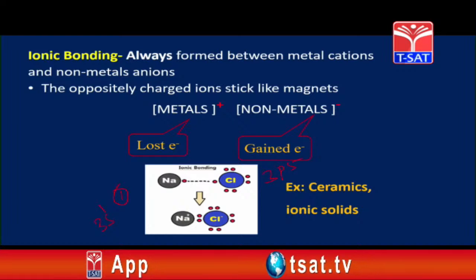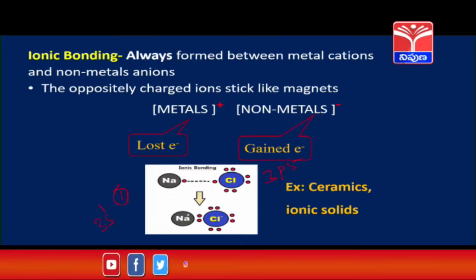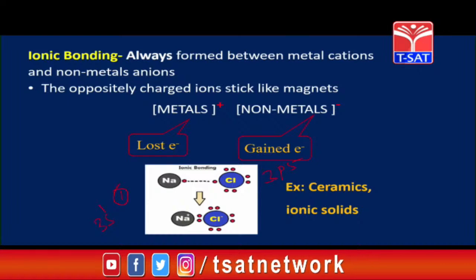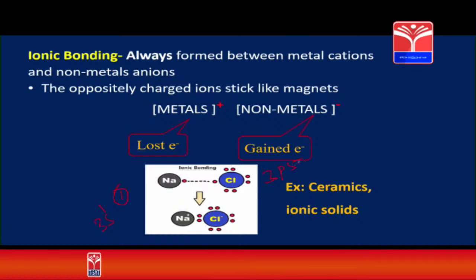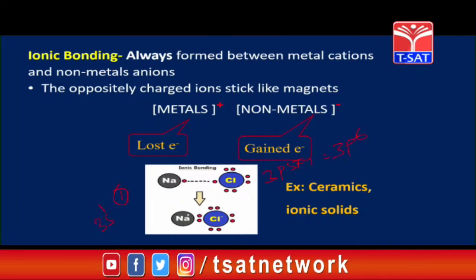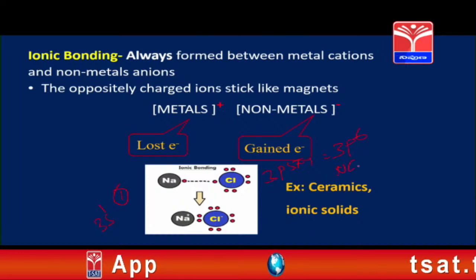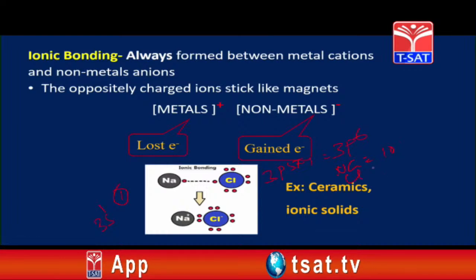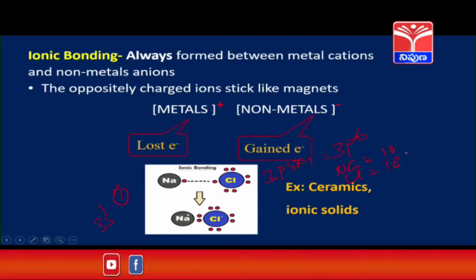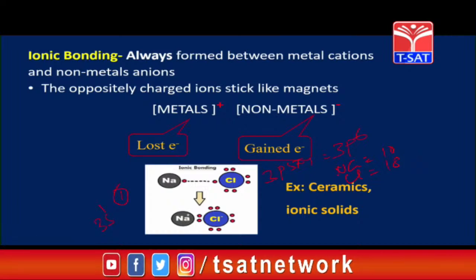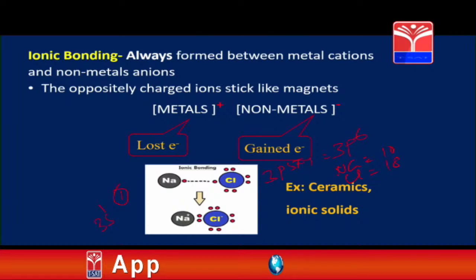So, if sodium gives the one electron present in the 3s valence orbital to chlorine, then the 3p5, after gaining one electron, becomes 3p6. So, what happens? The total number of electrons in sodium after losing an electron becomes 10, and the total number of electrons in chlorine after gaining an electron becomes 18. That means sodium acquires the configuration of the inert gas neon, and chlorine acquires the configuration of the inert gas argon.